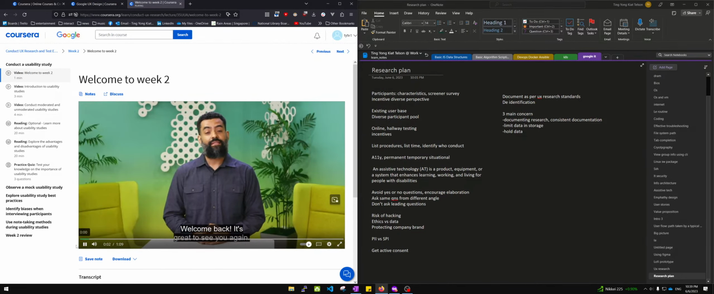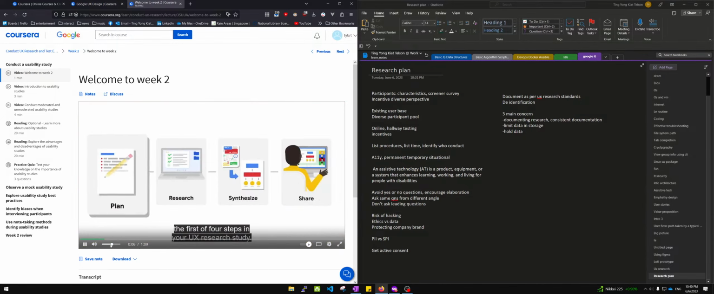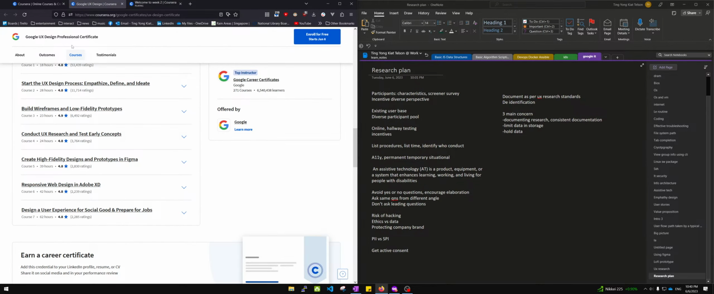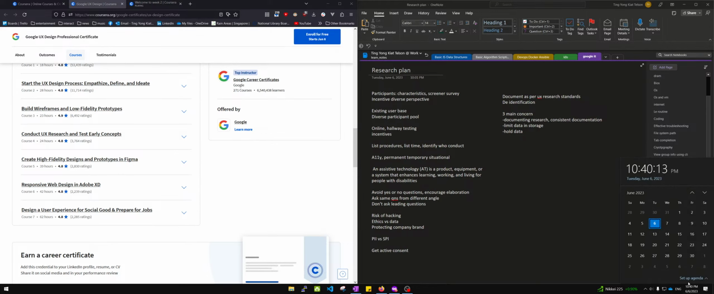Welcome back. It's great to see you again. Earlier, we explored how to plan a study, the first of 4 steps in your UX research study. We also investigated why and how to include data privacy in user research. Now it's time to move on to the second step, conducting research. Conducting research is an essential part of getting feedback from participants, but it can be tricky.